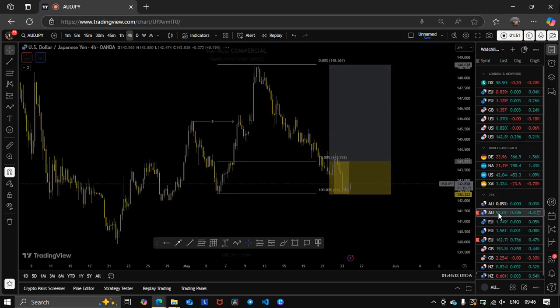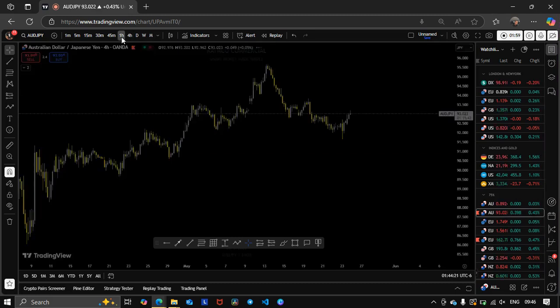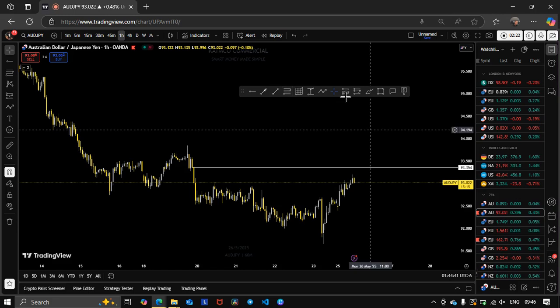I'm on AUDJPY right now, Australian dollar versus Japanese yen. Let me go to the daily time frame, sorry, the 1 hour time frame. If you look into this, price has been bullish, but currently it's in a downtrend. On this downtrend, what do we have here? We have a supply zone. And what does a supply zone mean? It means we're going to the downside. I can actually take a trade from that supply zone and aim for a risk reward ratio of 1 to 4 or something along those lines.